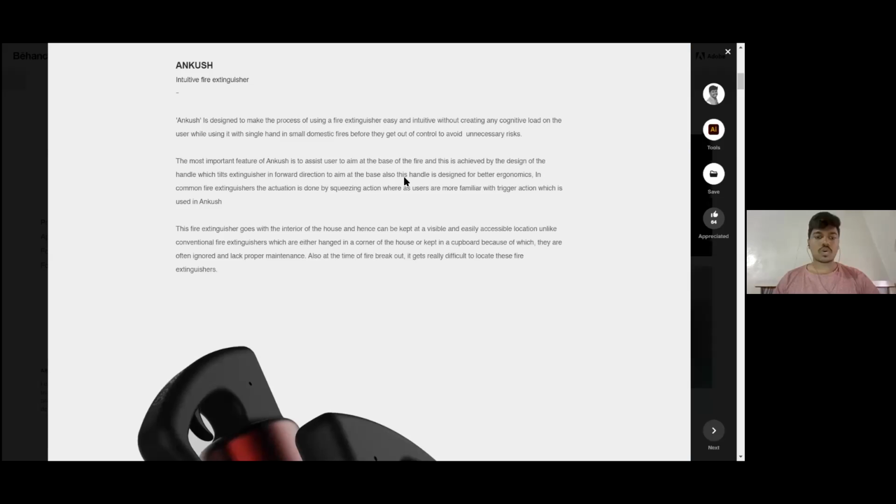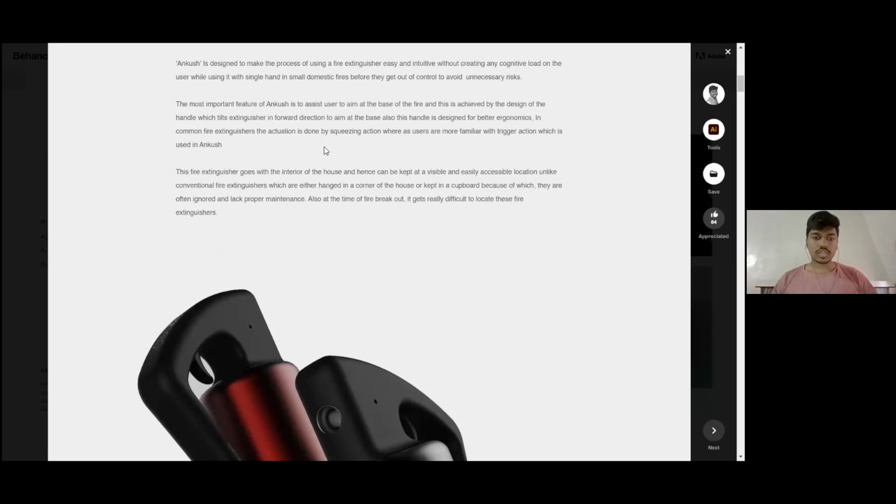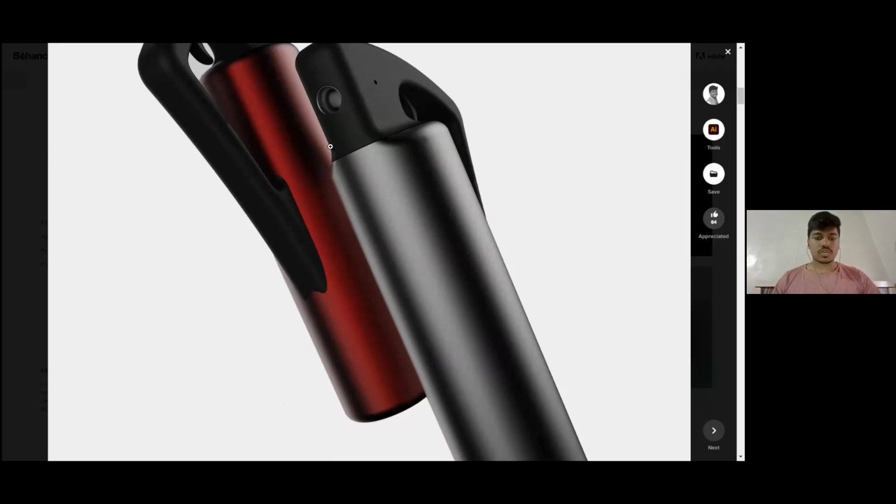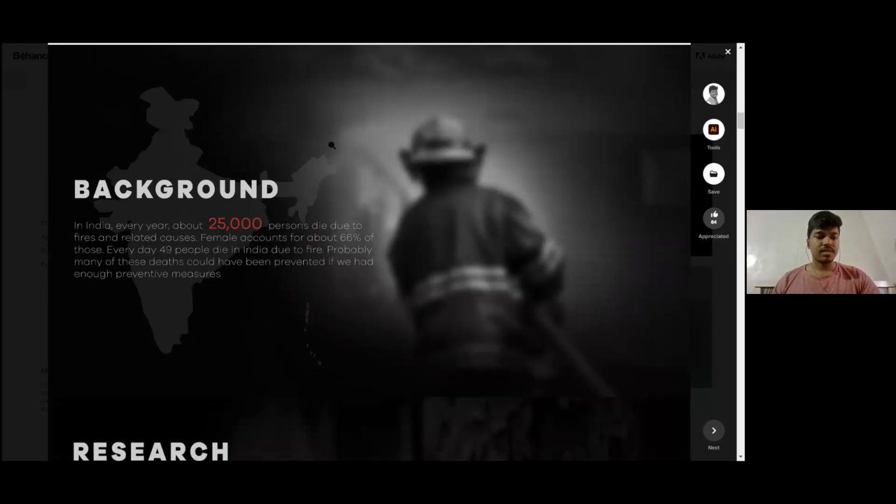So what is Ankush and why do I need an intuitive fire extinguisher? The problem with fire extinguishers is that they are very difficult to understand for those who haven't even tried one once. So I'll go to the research first and then I'll come back to the solution part of it. For the research, I started with the background study.